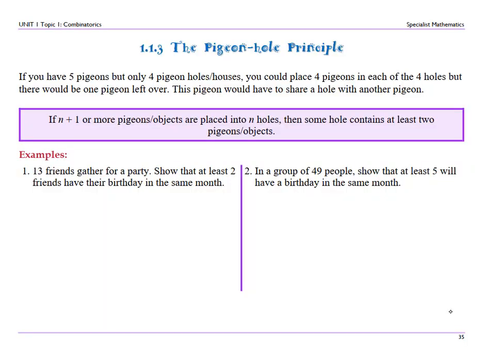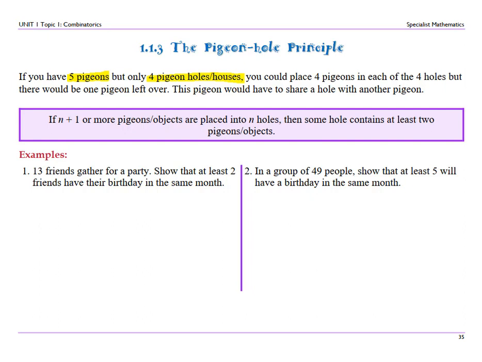This video explains the pigeonhole principle. So let's start with an example using pigeons. If you have 5 pigeons, but only 4 pigeonholes, you could place 1 pigeon in each of the 4 holes, but there'd be 1 pigeon left over. So that pigeon would have to share a hole with another pigeon.